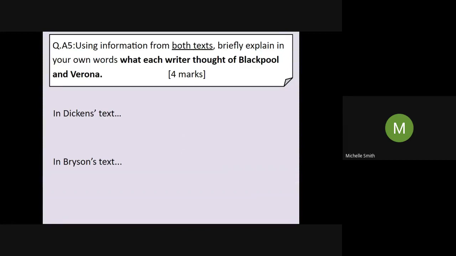Now, if you're talking about different things, that's fine. Or maybe from that last activity, you highlighted things that were the same. So maybe in Dickens's text, he thinks this, this, and this. And in Bryson's text, similarly, he thinks the same because he thinks this and this and this. As long as it's in your own words, you don't need to quote, and you only need 2 different things for each one. Okay, so pause the video, give yourself 10 minutes, no more, and write down in Dickens's text 2 things he thinks of Verona, and in Bryson's 2 things he thinks of Blackpool. Look back at your bullet points to help you.